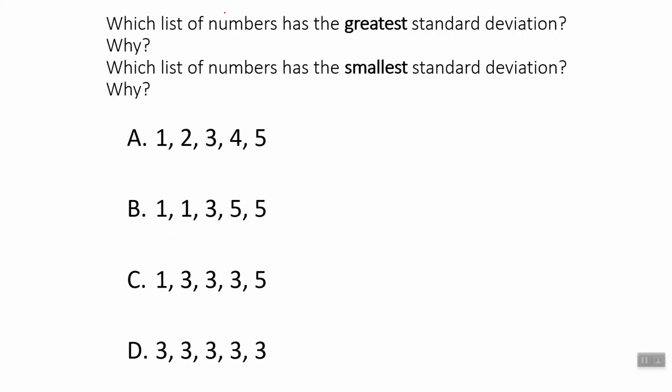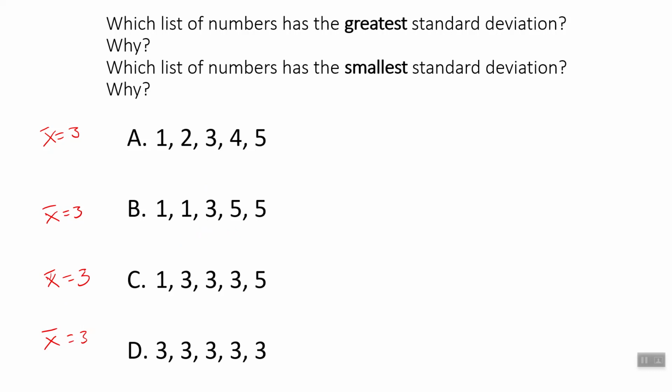All right, so which list of numbers down here has the greatest standard deviation and why? And which list of numbers has the smallest standard deviation and why? All right, so 1, 2, 3, 4, 5, 1, 1, 3, 5, 5, 1, 3, 3, 3, 5, and 3, 3, 3, 3, 3. All right, so I'll give you a hint. The mean for every single one of these lists is 3. All right, so if you need to, take some time and pause and look at it, but I'll give you a hint. You actually don't need to do any calculations here.